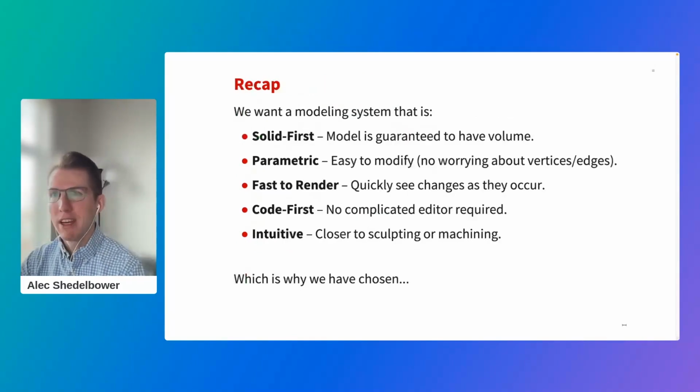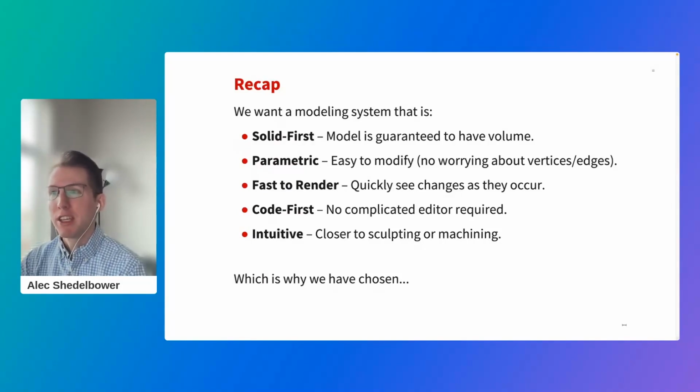So, a recap of what we discussed. We want a modeling system that is, one, solid first. Models have to have a guaranteed volume so that they can work well, not just with rendering, but with other things like simulations and manufacturing. We also want them to be parametric, so they're easy to modify. We don't have to worry about vertices or edges, or even using a separate software to do that. We want them to be fast to render, so we can quickly see changes as we make them.